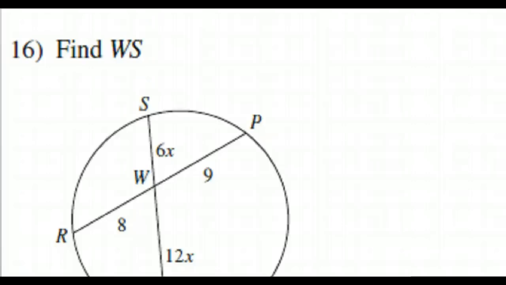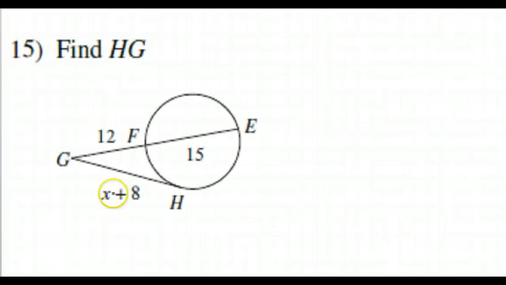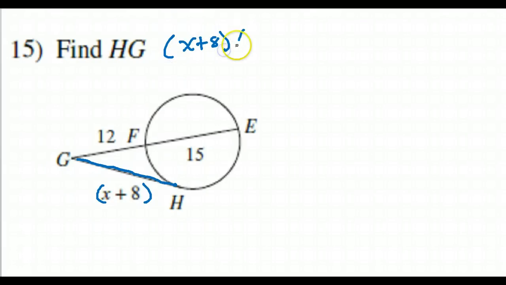All right, looks like we're getting down to the last couple problems, you guys. 2 more problems. Number 15. Notice how this is outside the circle once again. So because it is outside the circle, we will do our part times whole equals part times whole. Now remember that this is the part and the whole. So when I do my x plus 8, I'm going to have to do x plus 8 times x plus 8. It's the part and the whole.